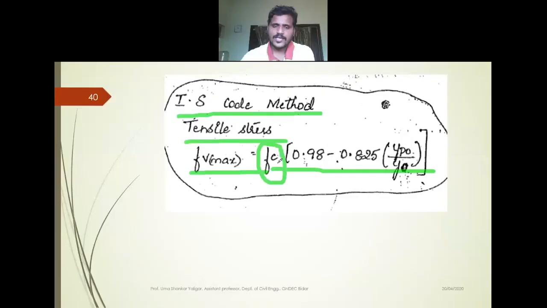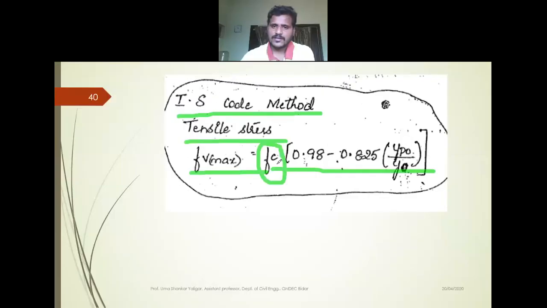Next, we can also use the IS code method. You can calculate the tensile stress, where tensile stress is equal to FC into (0.98 minus 0.85 YP naught by Y naught). And here we know how to calculate FC. FC is equal to P divided by AP.